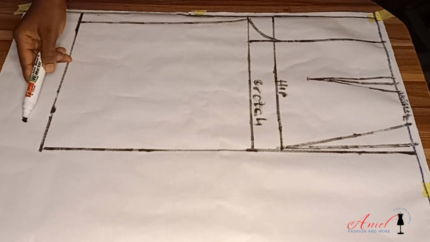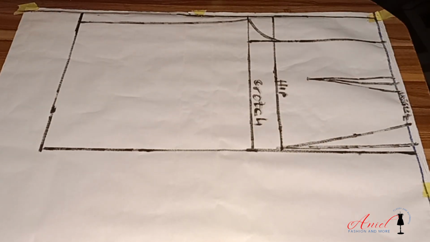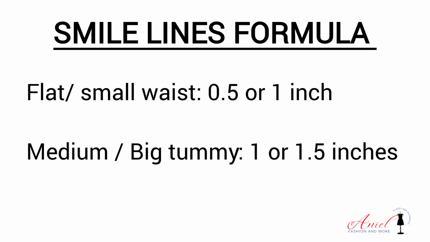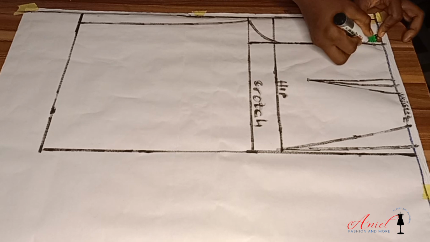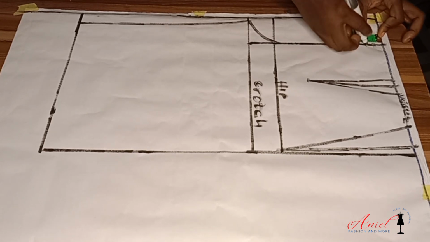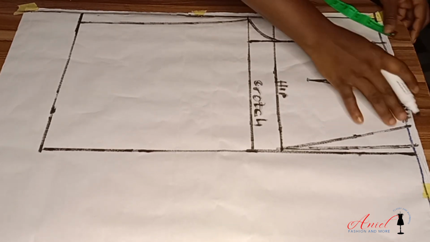So now the next thing is for us to take the smile line. So this is the formula. Smile line is those little bulge that shows on the waist area in the front of a trouser pattern. And to eliminate that, the formula is shown already. Please watch it so you can understand.